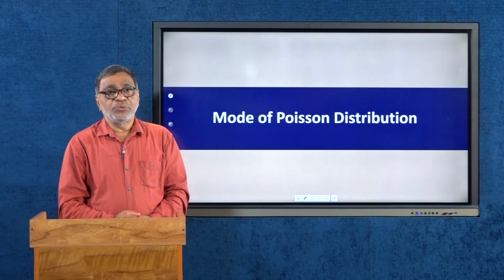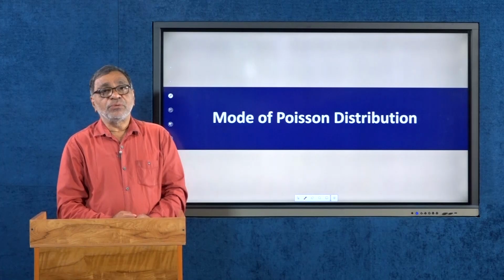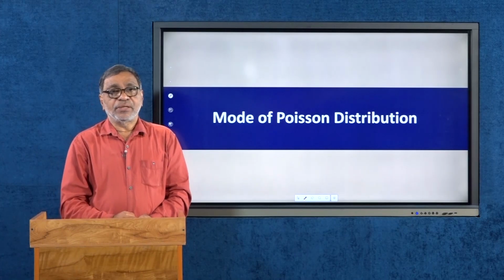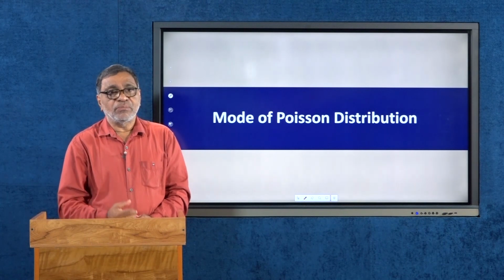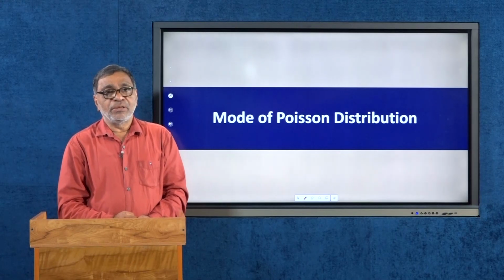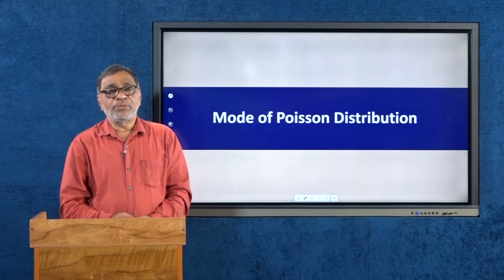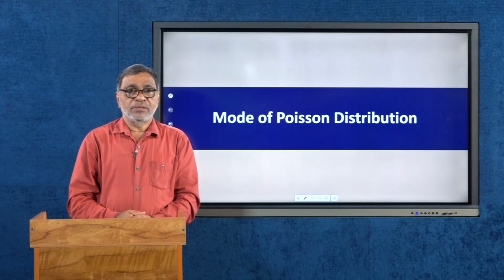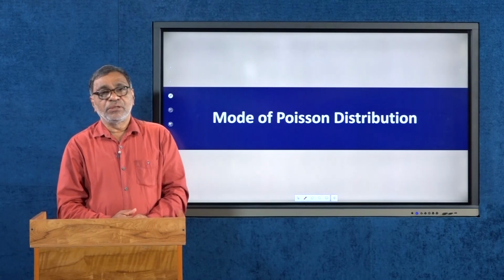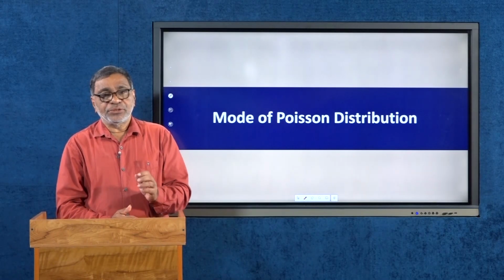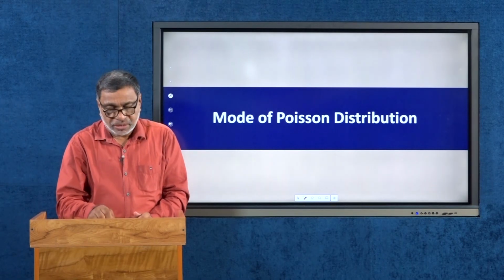Now, we move on to finding the mode of the distribution. As we all know, the Poisson distribution is a distribution of a discrete random variable, and in order to find the mode of a discrete random variable, we find the value of the random variable at which the probability mass function is maximum. So, to get the mode of the distribution, we find the value of the random variable x at which f of x has the maximum value. And how are we finding that value?